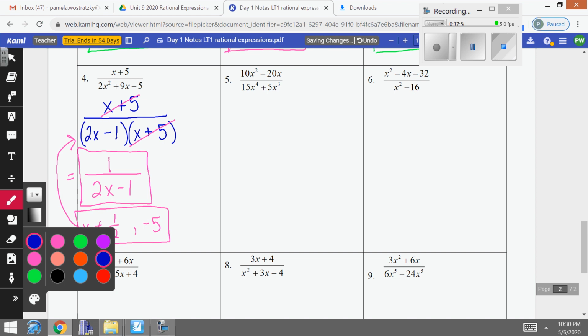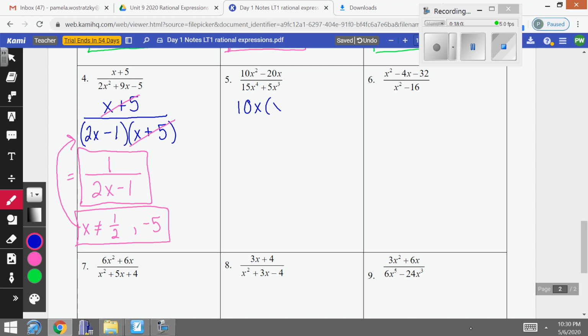Okay, few more here. The GCF in this numerator is a 10x. That leaves us with an x and a minus 2. The denominator here has a GCF of 5x cubed, and I'm left with a 3x and a plus 1. Okay, so you might be looking at this one going, well, wait a minute, the stuff in parentheses doesn't cancel. That's okay. Sometimes it doesn't cancel. That just means I still have an x minus 2 in the numerator and a 3x plus 1 in the denominator. Nothing reduced there, no big deal.